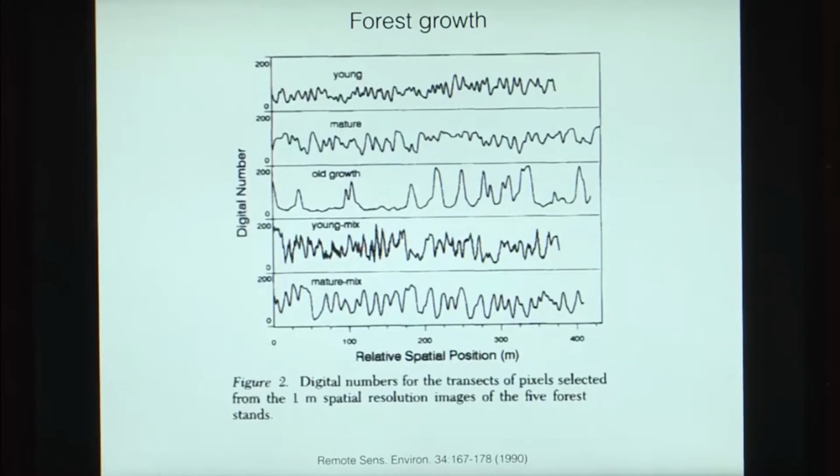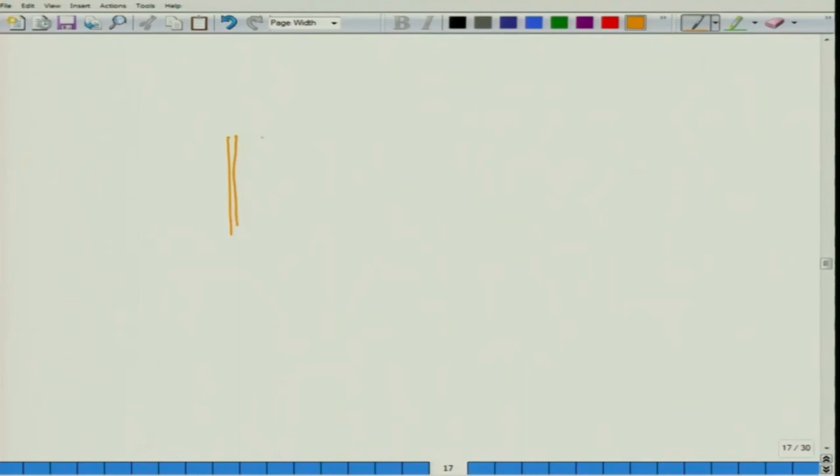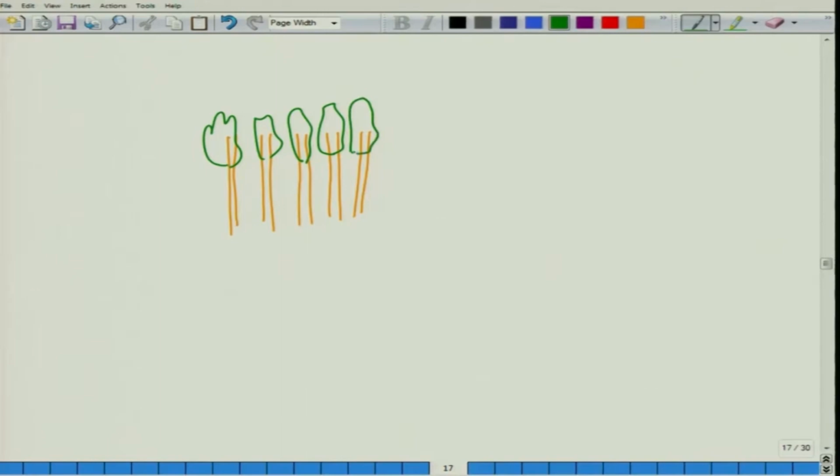We can also use lidar to understand forest growth. For instance, in this figure on the top panel we are seeing a young plantation followed by a mature plantation followed by an old growth. So, why do we get this image? In a young plantation we would be seeing very thin trees that are close together. So, this is a young plantation.